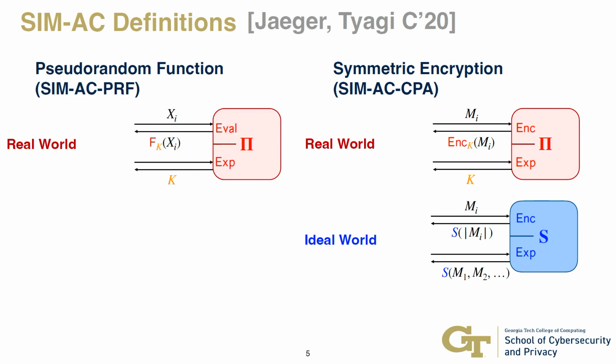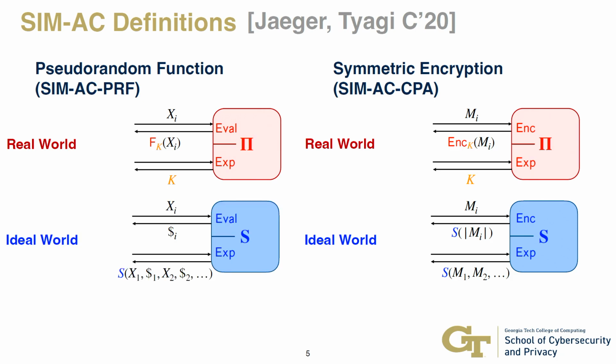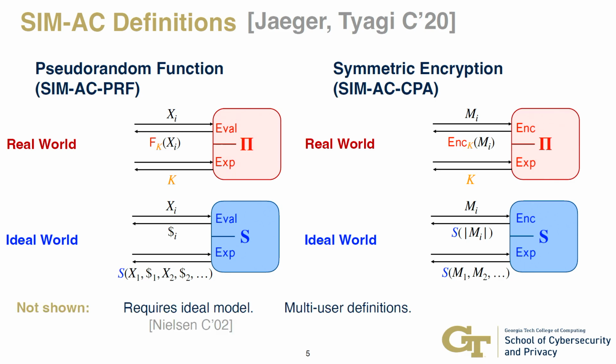I also give definitions for pseudo-random functions. Works very similar, replacing encryption with evaluation of the PRF. In the ideal world, the output in the evaluation case is forced to be uniformly random strings not known to the simulator. They're given to the simulator later during exposures. Two things which are not shown so far, which will become important later in the talk. Firstly, a definition like this requires ideal models. A proof by Nielsen using the same techniques shows this fact. And also the definitions in the previous paper were all multi-user definitions, which I haven't really represented here.